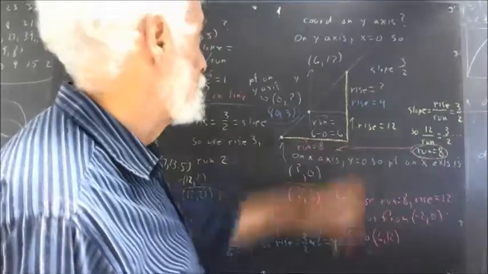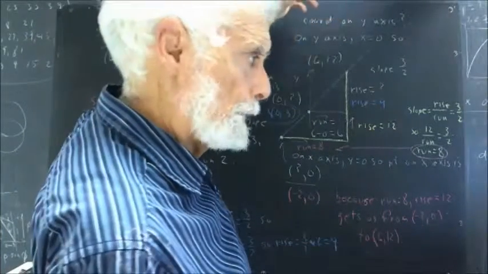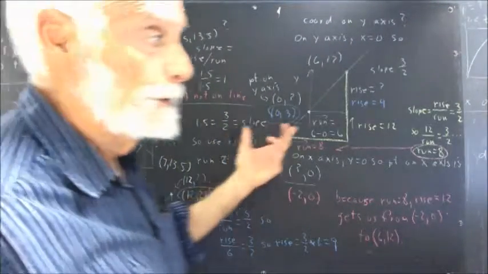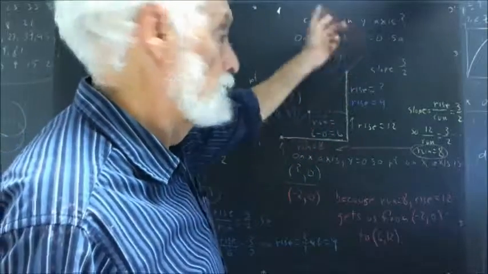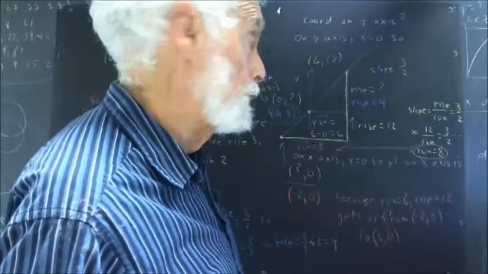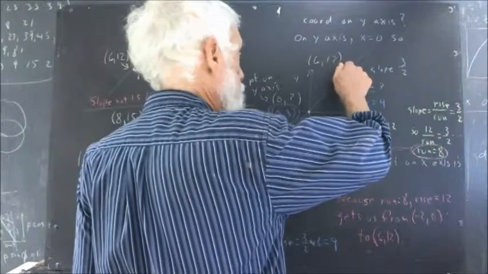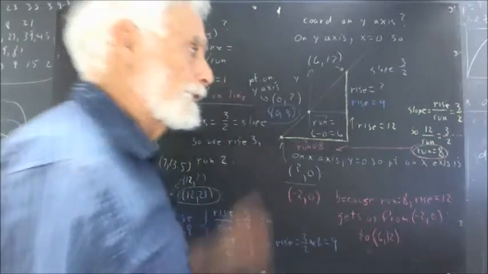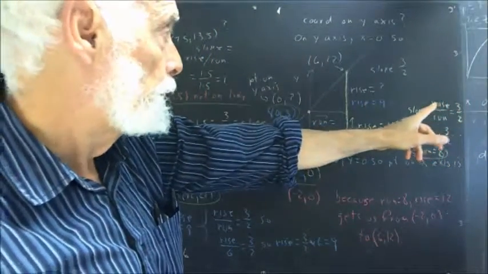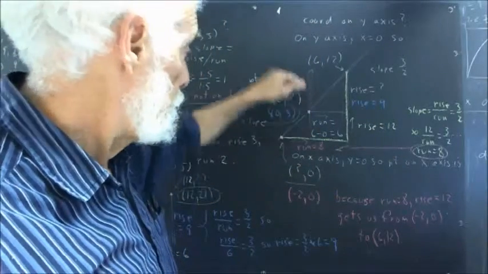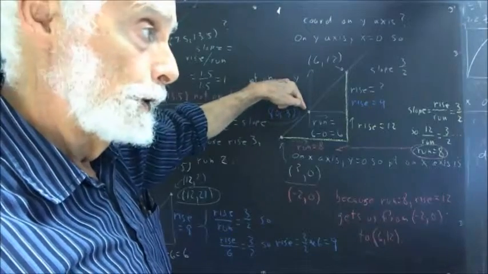Now, another question. The coordinates of a point on the y-axis. Okay, on the y-axis, what do we know about the y-axis? Well, somebody came up with it, x equals 0 on the y-axis. So we get the picture here. We've got our point (6, 12), which I've now put here. And of course, (6, 12) is to the right of the y-axis. So we're going to put the y-axis over here someplace and indicate a point on that axis.